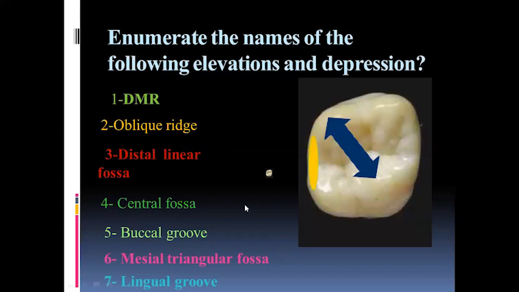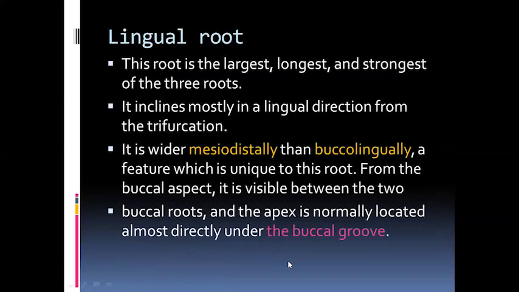Okay. Three roots are present. Number one is the palatal or lingual root, and two buccal roots, mesiobuccal and distobuccal.